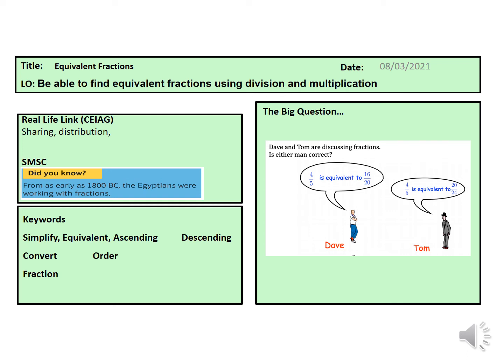Hello Harchel. So today's lesson is on finding equivalent fractions using division and multiplication. So the keywords for today you're going to need to know are convert, fraction, order, equivalent, simplify, ascending and descending.